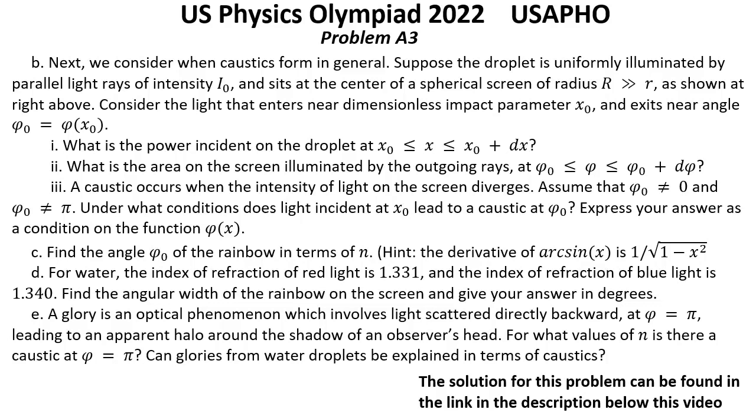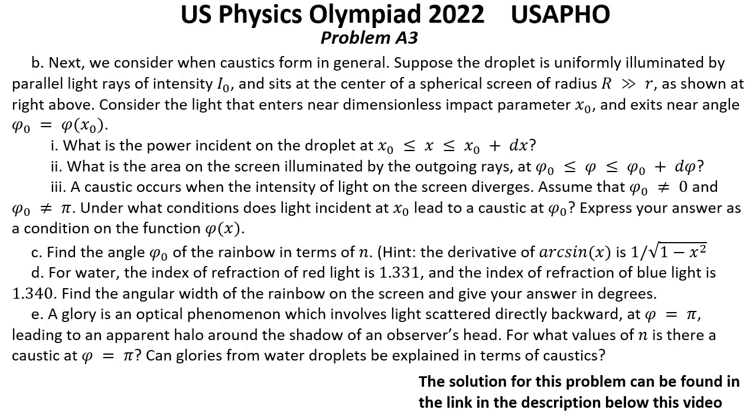Question C. Find the angle phi0 of the rainbow in terms of n. Hint: the derivative of arcsine is 1 over square root of 1 minus x squared. Question D. For water, the index of refraction of red light is 1.331 and the index of refraction of blue light is 1.340. Find the angular width of the rainbow on the screen and give your answer in degrees.